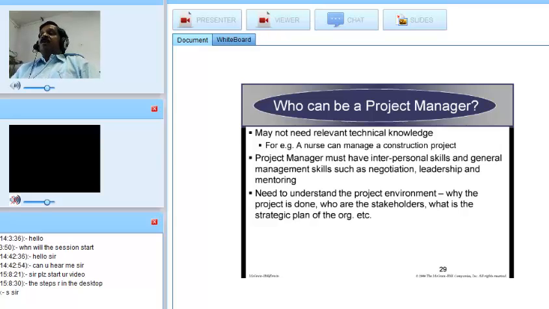Not only that, the project manager needs to understand the project environment: why the project is done, who is interested in the project, who are the stakeholders, what is the strategic plan of the organization, and whether this project is in alignment with the mission and vision of the organization. So the project manager has to understand the project environment so that he can effectively deliver the project. These are some of the requirements of being a project manager.